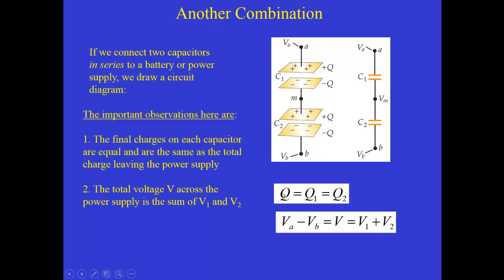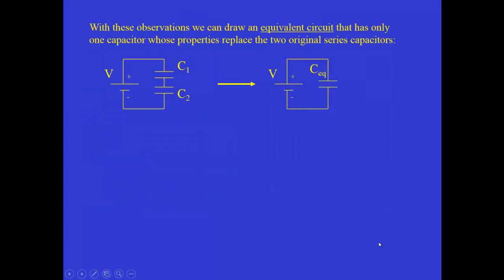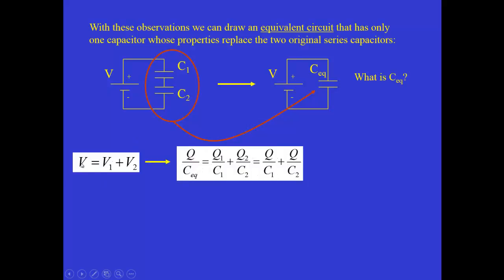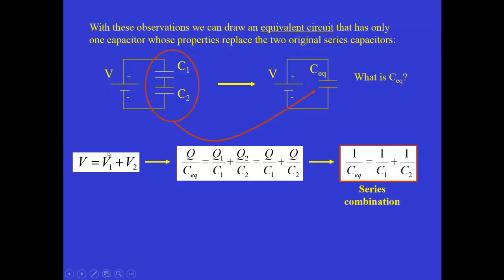So these two observations can be written down as follows. Q is Q1 is equal to Q2, like we said before, and VA minus VB, which is just the voltage of the battery that we connect this circuit to, is equal to the sum of the two voltages. So if we want to replace the series circuit with an equivalent capacitor, what do we do? Let's use the voltage equation. V across the battery in the equivalent circuit is equal to V1 plus V2. Well, we can now replace V with Q over C. Q is the total charge coming out of the battery divided by C equivalent. That's the left-hand side. The right-hand side would be Q1 over C1 plus Q2 over C2.